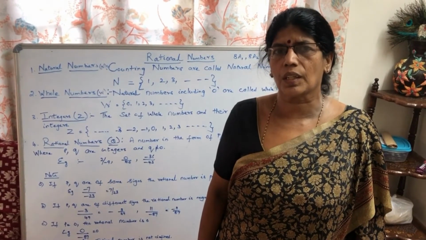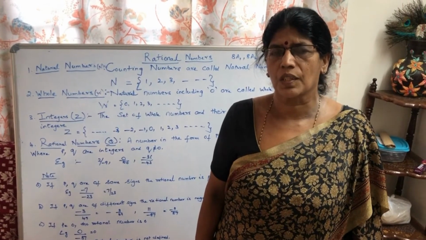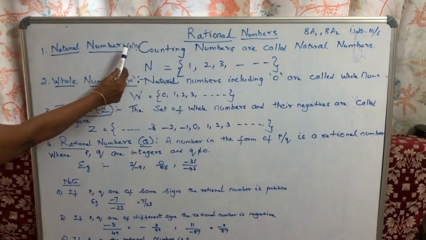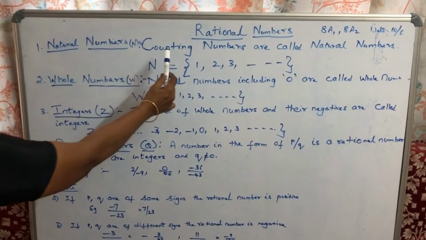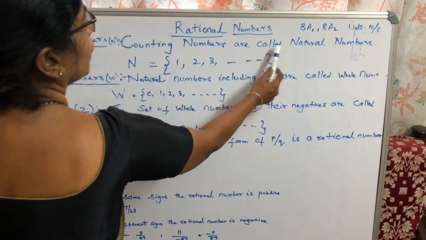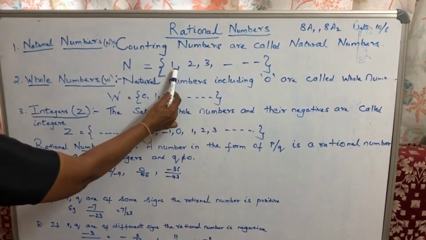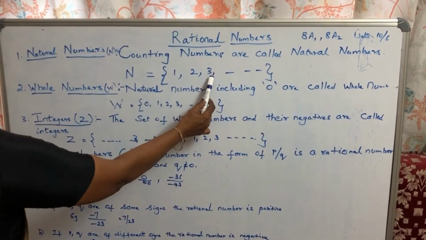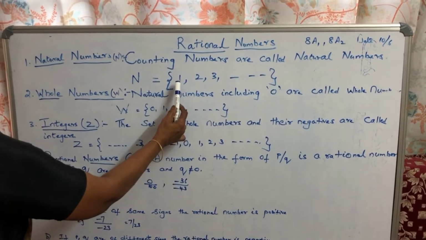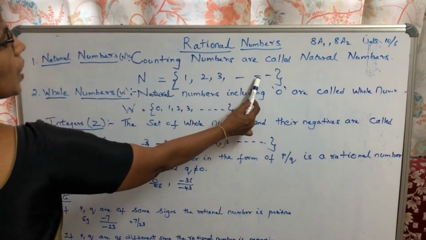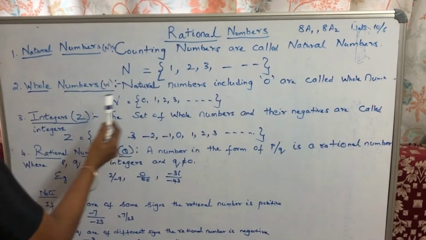Today, we shall start the chapter Rational Numbers. Chapter 1. Natural numbers, denoted by the letter N. Counting numbers are called natural numbers. N is equal to 1, 2, 3 and so on. The smallest natural number is 1 and the largest natural number is infinite.